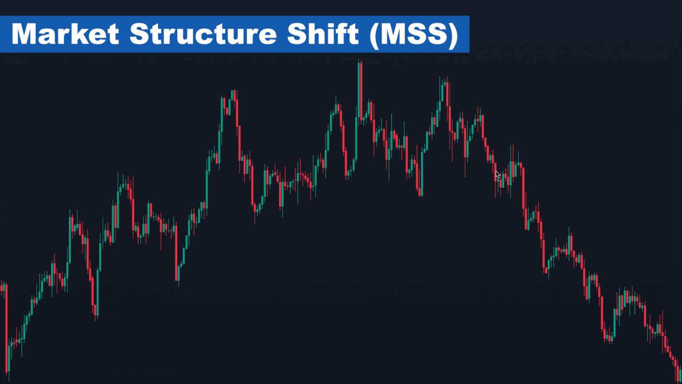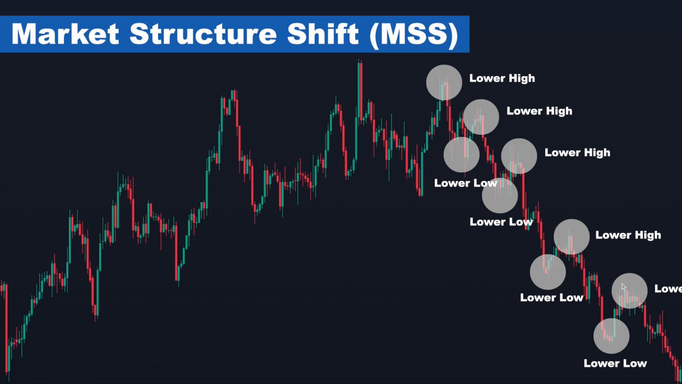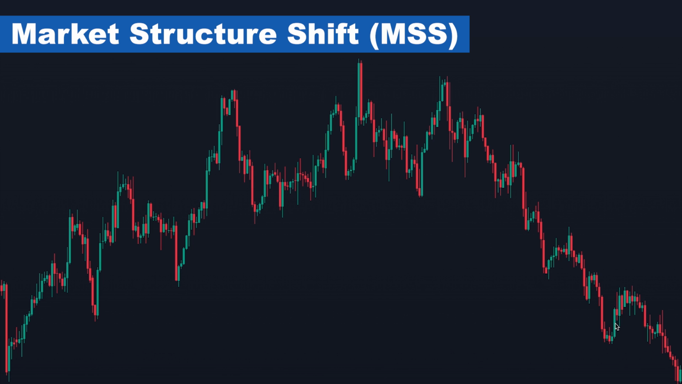And when the market is in a downtrend, the price is making lower highs and lower lows. These are the definition of trends and the basic concept for identifying trends and drawing trend lines.